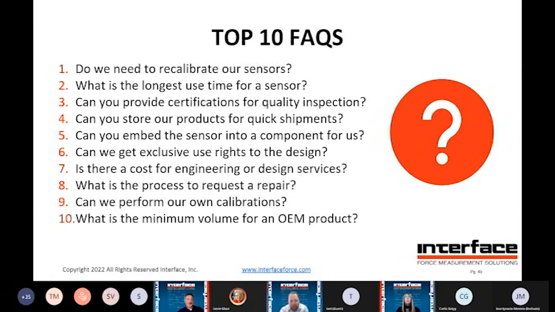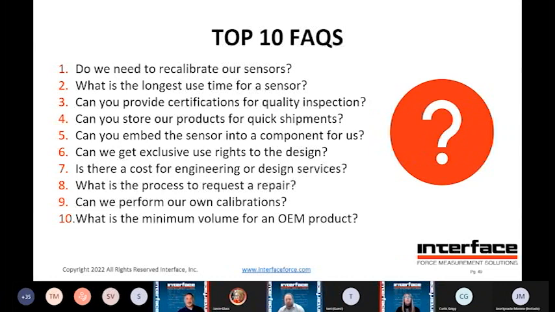Well, there is a cost, but case by case, we'll be able to determine the best path forward. If it's strictly design services or rather NRE for development of the product, typically we absorb that through the program and can work with you, or customers, on what's the best fit for the program. Yeah, absolutely. What is the process to request a repair?